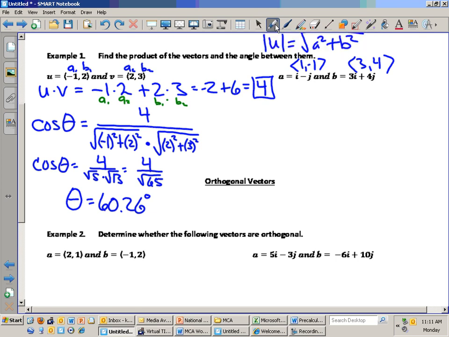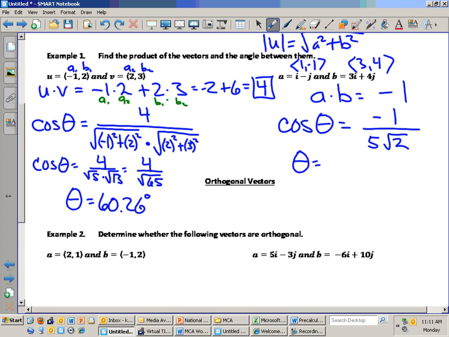Okay, so what did you get for the product? Negative 1? A times B should be equal to negative 1. And then the cosine of theta is equal to negative 1 over 5 square roots of 2, or the square root of 50. Did you get that? If you take the inverse cosine, theta is equal to what? 98.13.